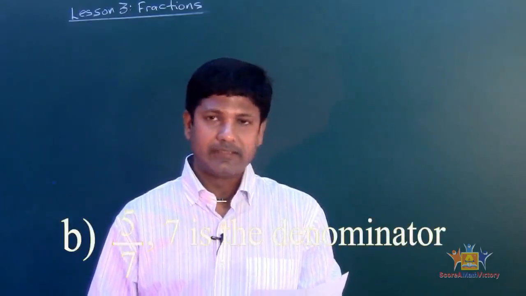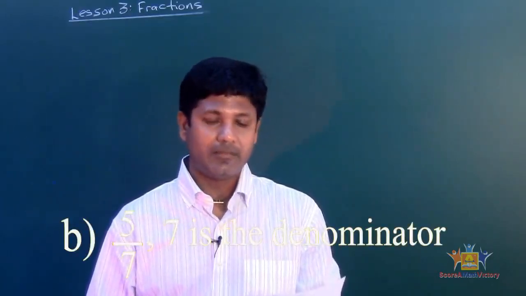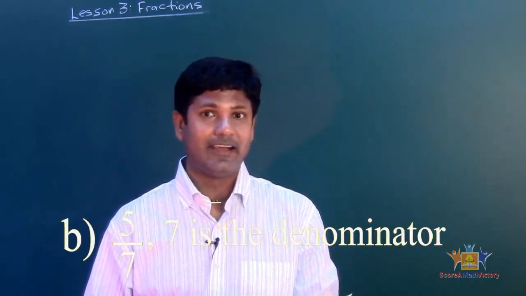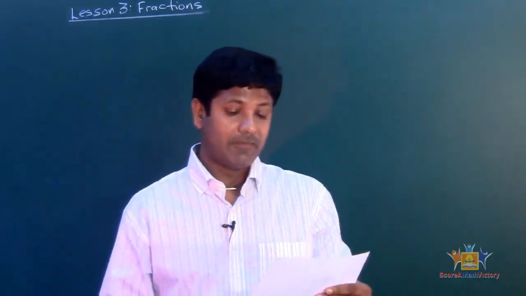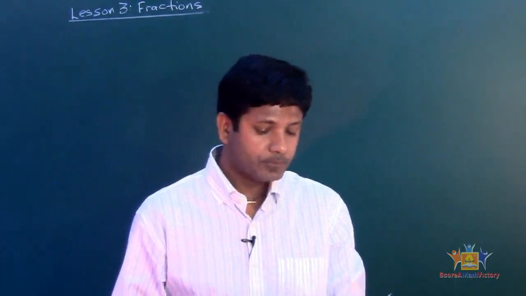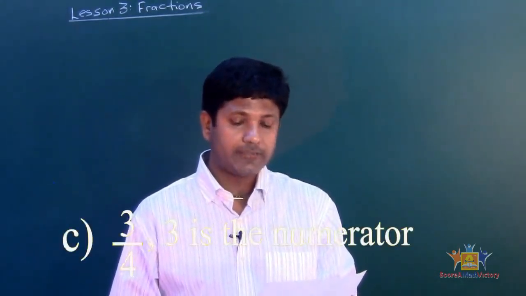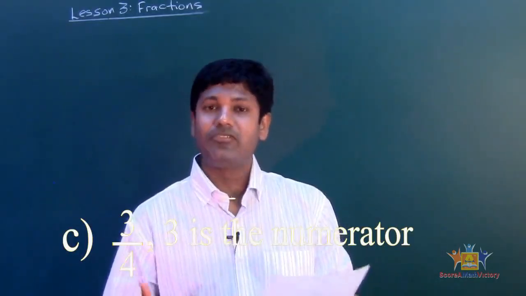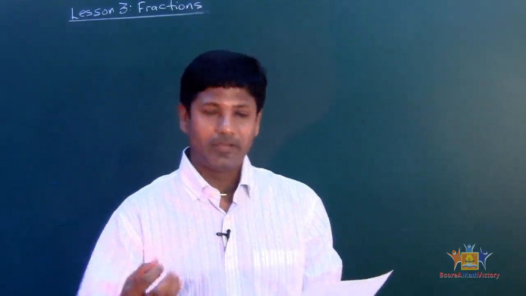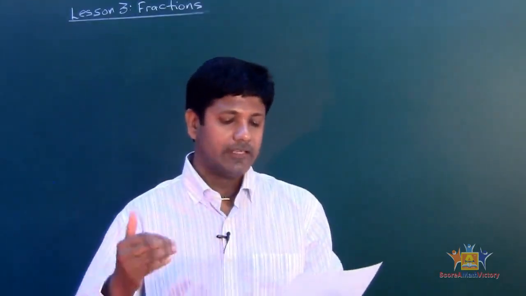Let's look at B. Now B, 5 over 7. 7 is the denominator. Is 7 down? It is down. It is denominator. D. See that? The letter D from the denominator? Down. Okay? So that means it's in the down. So 7 is the denominator, which is true. Okay, good. And how about C? 3 over 4. 3 is the numerator. Very good. If 4 is down, which is denominator, 3 has to be the numerator. Alright? Okay, good. So the first one is false, second one is true, and third one also true.